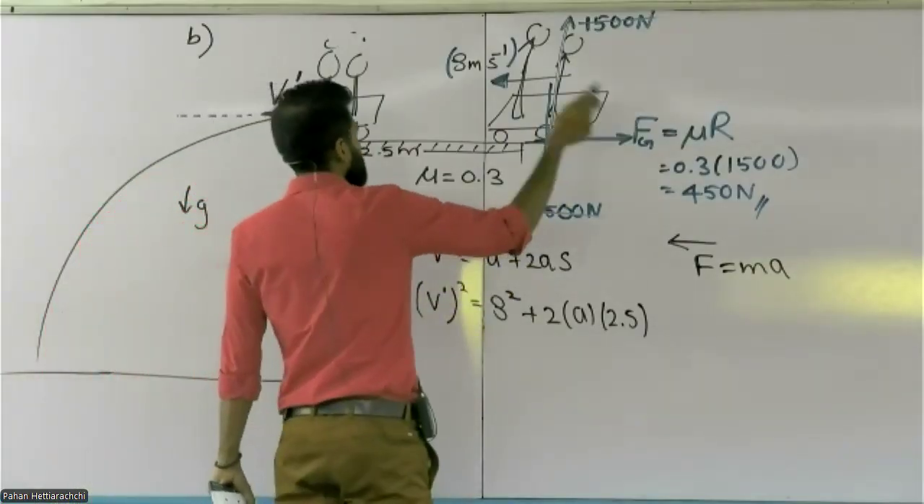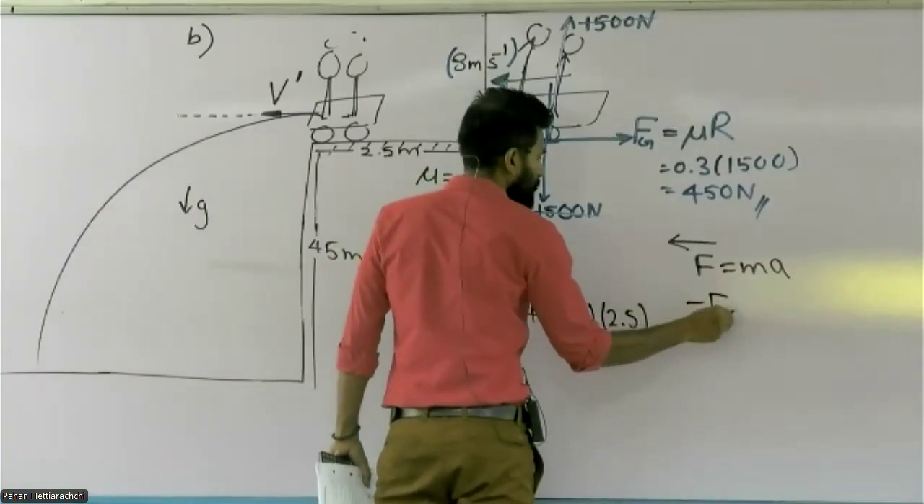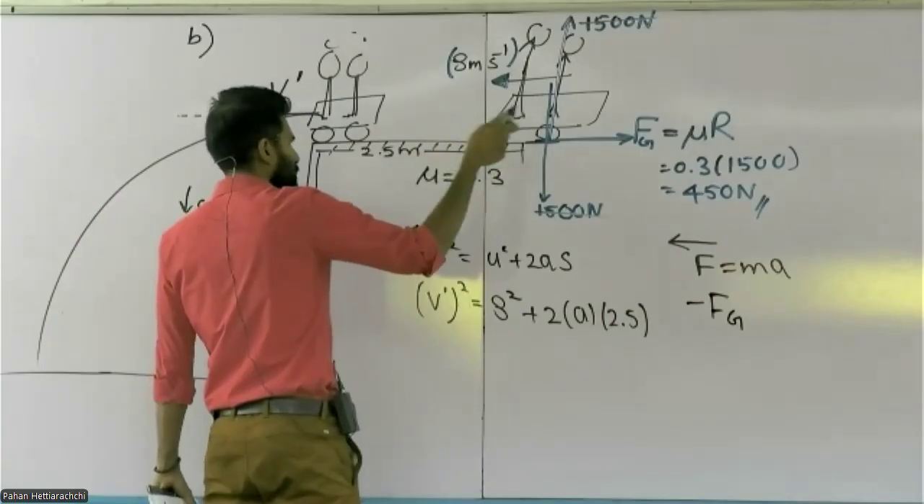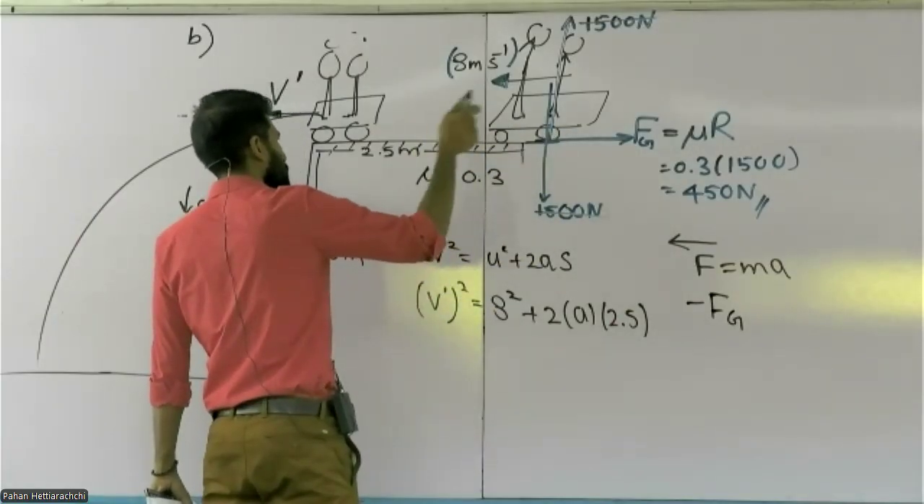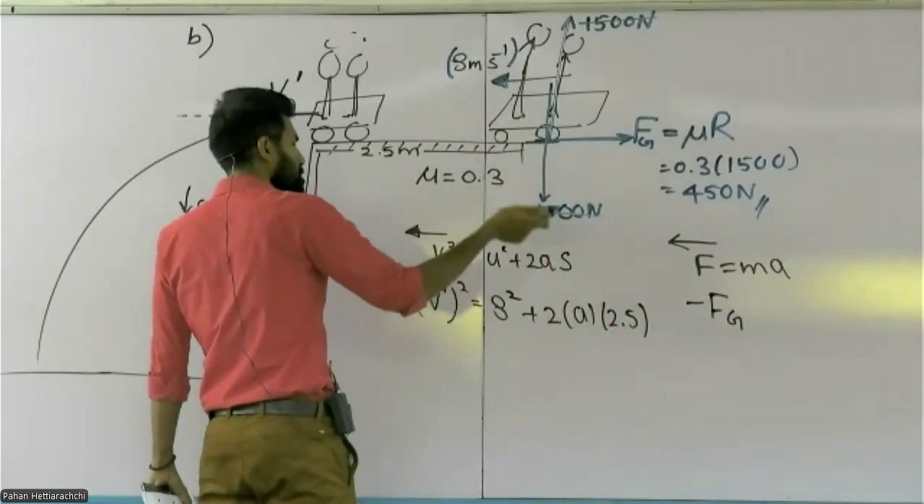When the trolley moves to the left side, there's a frictional force to the other side. So the F is minus Fg here. When the trolley moves to the left, the friction is in the opposite direction and it's the only force horizontally. So applying F equals ma horizontally to the left, the remaining force is only friction, so minus Fg.